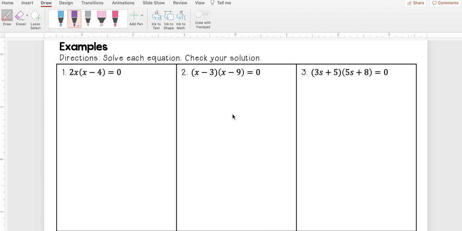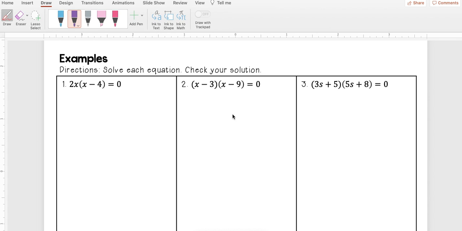Let's look at some examples where we're actually going to solve these equations using the zero product property. All of these are in what we called factored form, and in the next unit we'll actually be looking at how to factor, but these are already there. Looking at this first one, I see that I have 2x times x minus 4 equals 0.